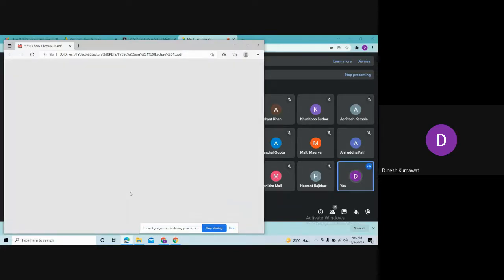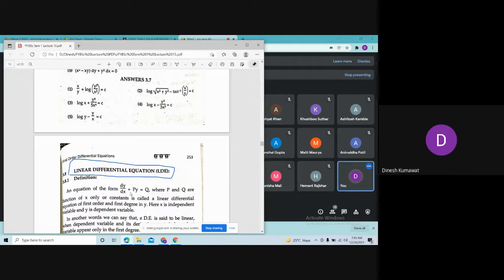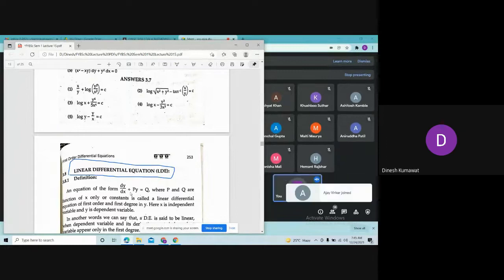Now, see, in my previous lecture, we have already covered four rules based on non-exact differential equation. What is the aim behind those rules? We need to convert the given non-exact differential equation into an exact differential equation. That's the only idea for applying those rules.